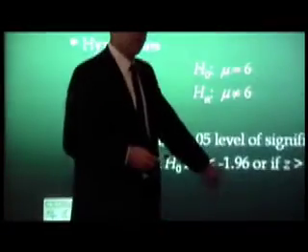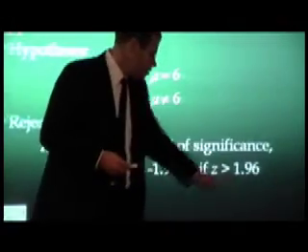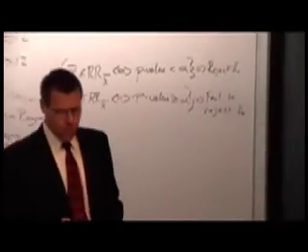And we're going to test that at a 5% level of significance. In that case, you're going to reject then if you get a standardized test statistic greater than 1.96 or less than minus 1.96. And that's what this looks like in the picture.